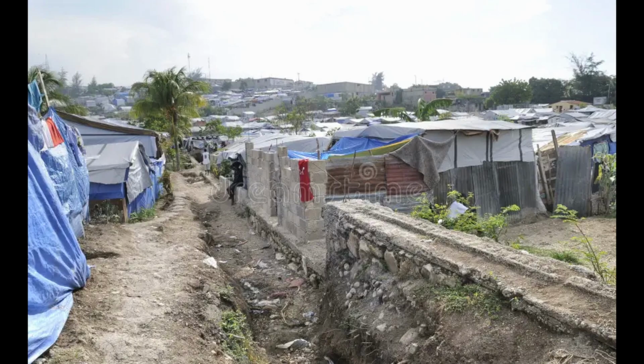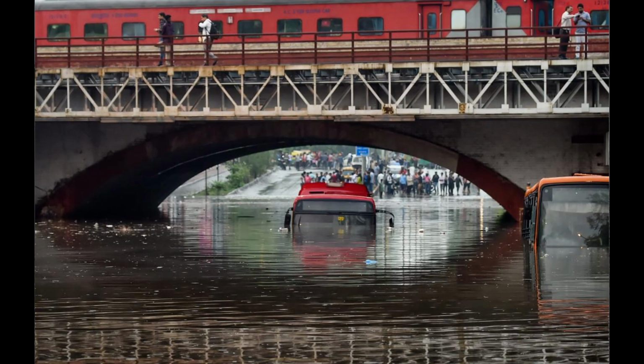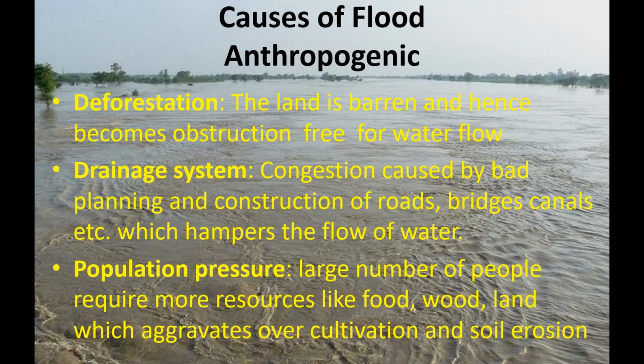Similarly, drainage system. The congestion is caused by the bad planning of infrastructure like construction of bridges, roads, railway tracks, canals, etc., which hampers the flow of water, resulting in flood. This is a growing menace and needs to be tackled by the civic authorities as a part of a planned development in an urgent manner.